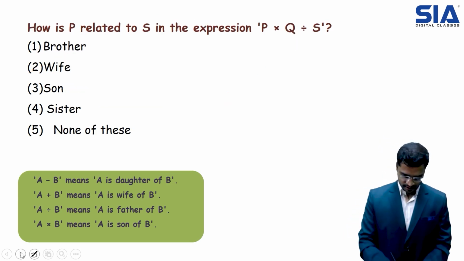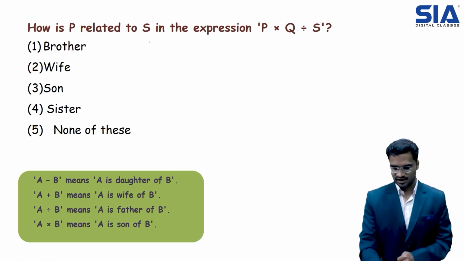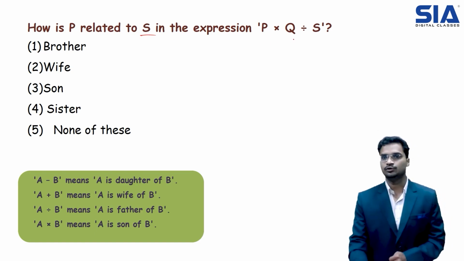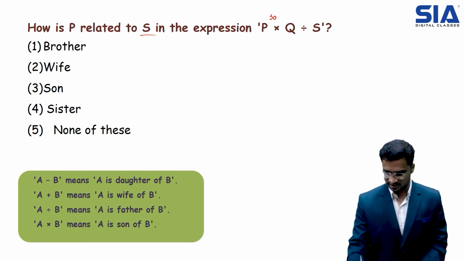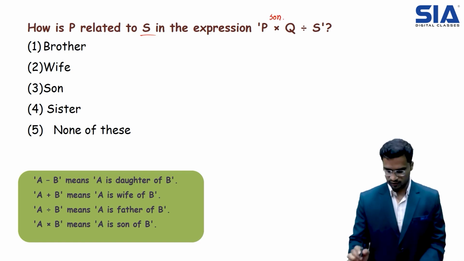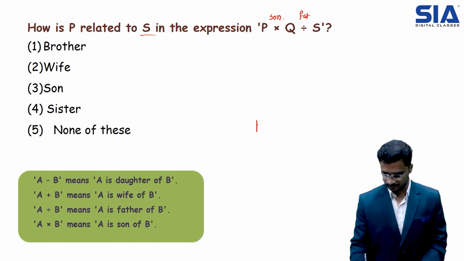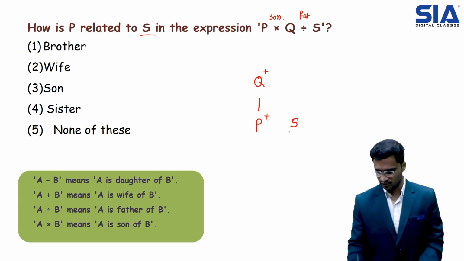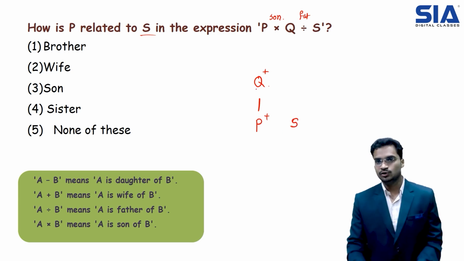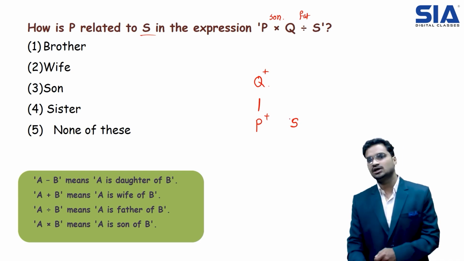Now coming to the next question. How is P related to S in the expression P multiplied by Q divided by S? Multiplication represents son. Division represents father. So P is the son of Q, and Q is the father of S. So Q is the father of P and Q is also the father of S.